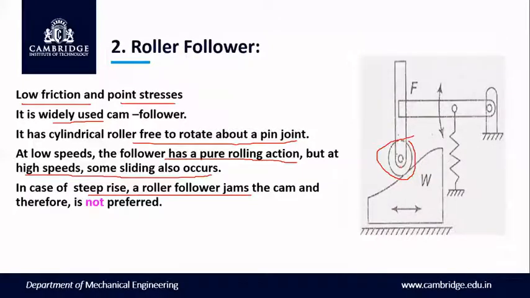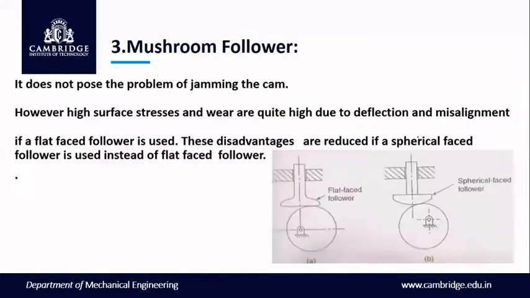If we have a steep rise like this, assume you have a wedge cam with a sudden rise. So if the shape of the cam is like this, sometimes the roller follower jams. Therefore, for steep rise and steep fall, roller follower is not preferred. Mushroom follower doesn't pose any problem of jamming at all. This is the main advantage.